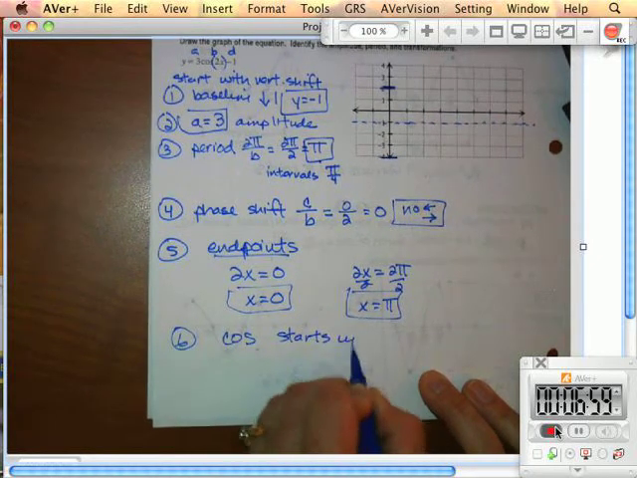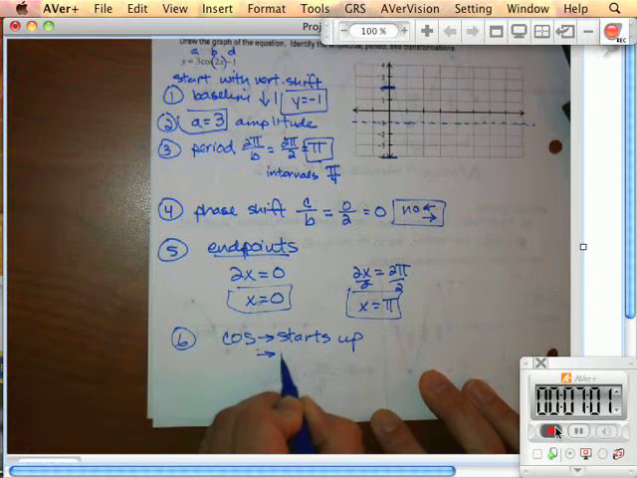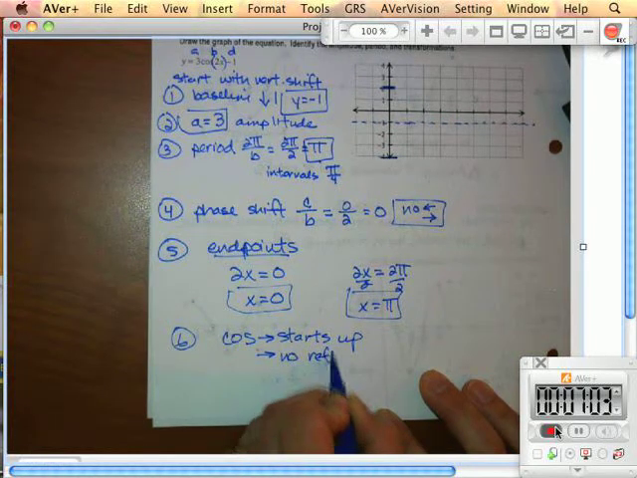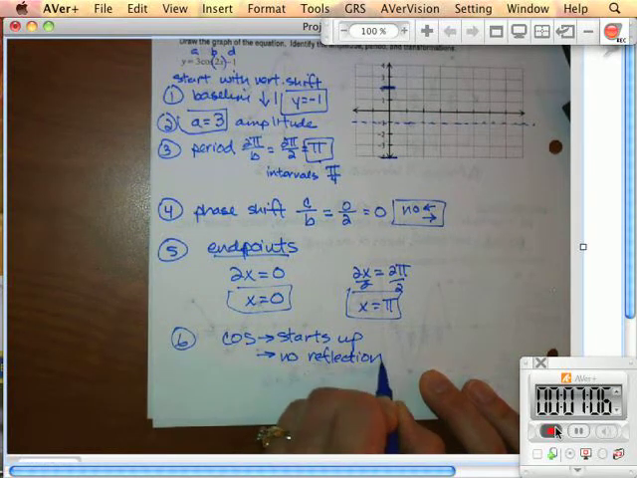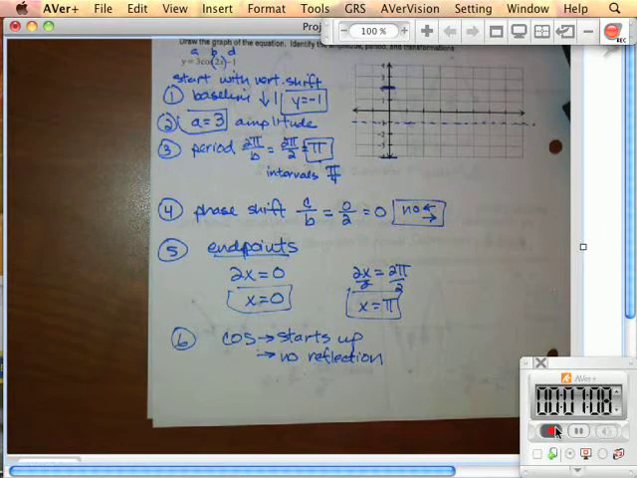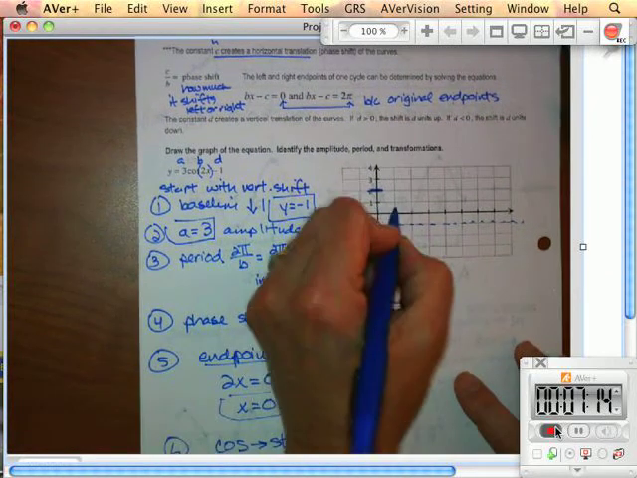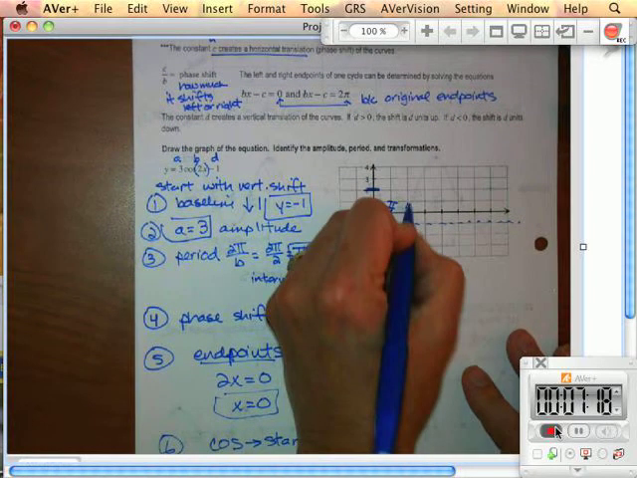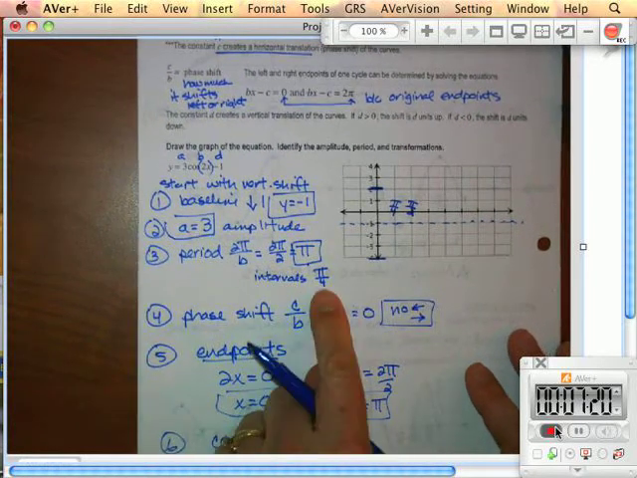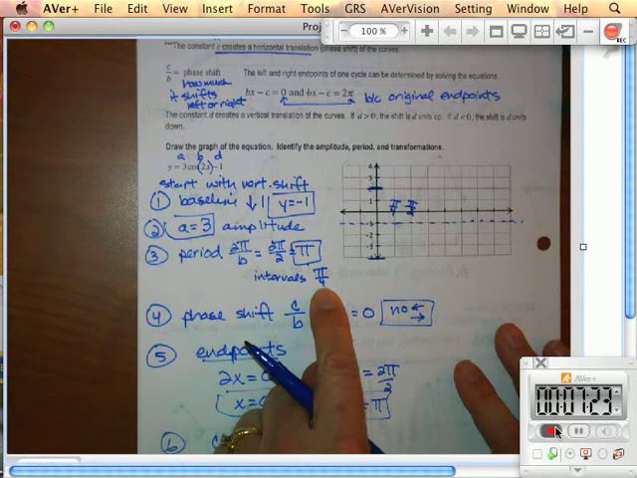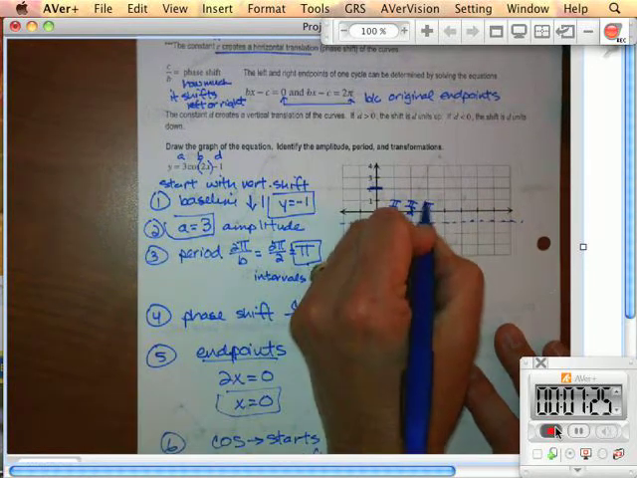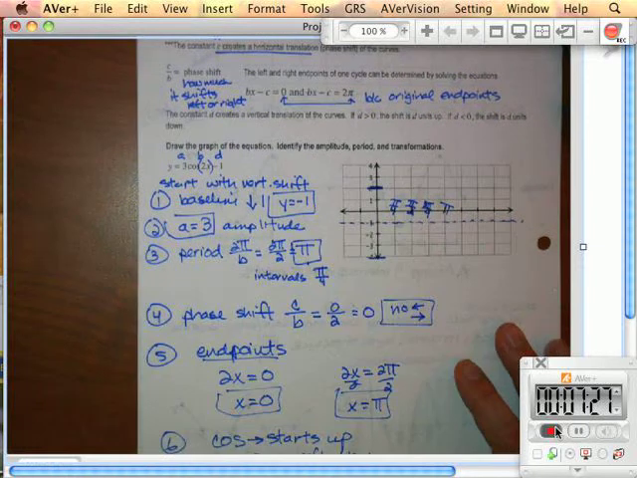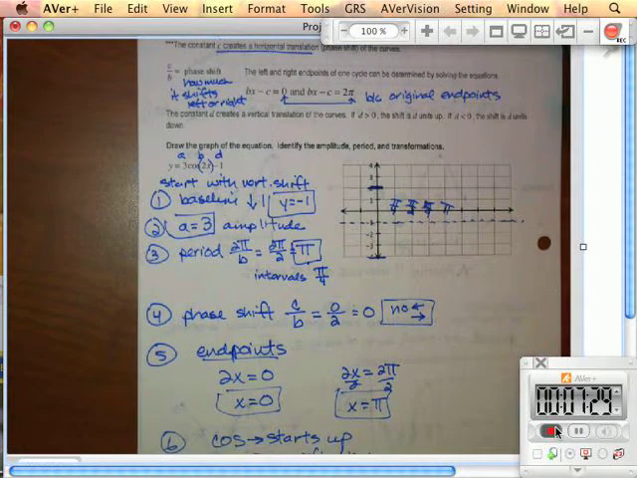Cosine starts up. There is no reflection. There's no negative, so I'm going to stay starting up. Make sense? Okay. Now I've done all this stuff, I'm going to write my intervals. So I know that this is going to be pi over 4, pi over 2. I already decided my intervals are going up by pi over 4. 3 pi over 4, pi. That's one cycle. I don't really need to go any further than that.